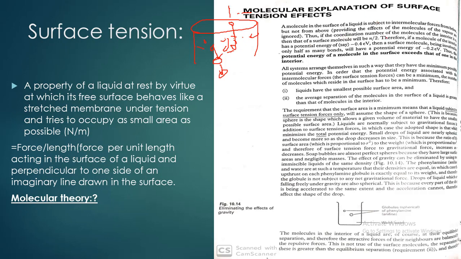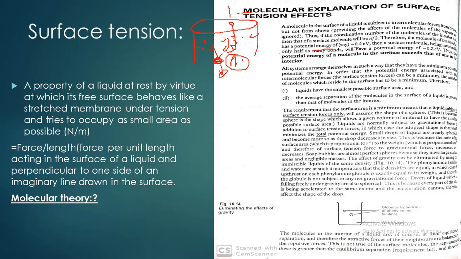Therefore, if the coordination number of molecules of the interior is n, kama huyu molecule ambayo yuko ndani ya fluid ana face n number of interactions. It means ambayo yuko kwenye surface ata face half of that, because half za juu half za chini. Therefore, akiwa hapa juu, za juu hazipo zinabaki tu za chini. Kwa kama n ndo namba ya molecular interactions zilizopo kwa a molecule ambayo iko ndani ya fluid, then ikiwa kwenye surface ni n divided by 2 because za juu hazipo. And therefore, if a molecule interior has a potential energy of say negative 0.4 electron volt, we know that these intermolecular forces, they cause a negative potential energy.